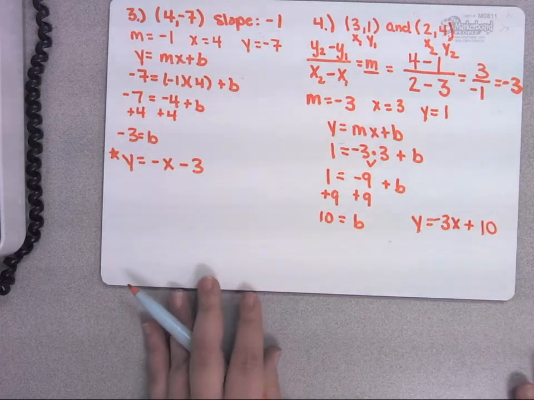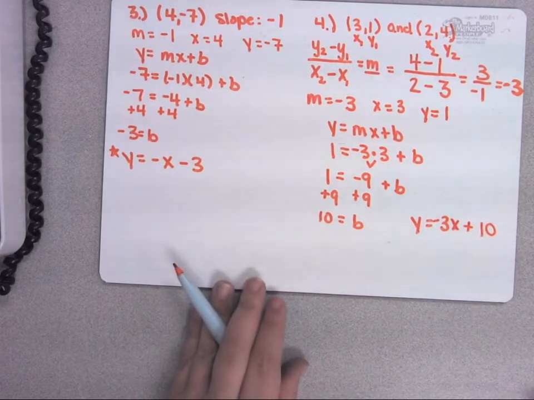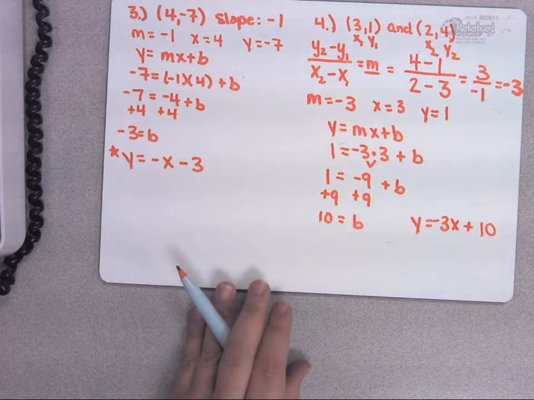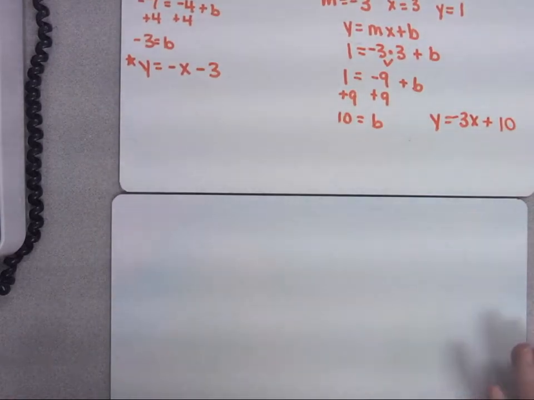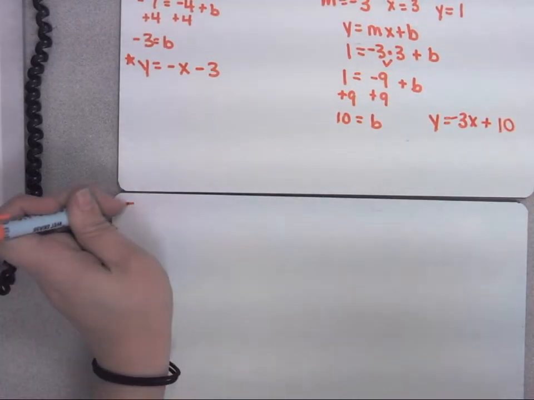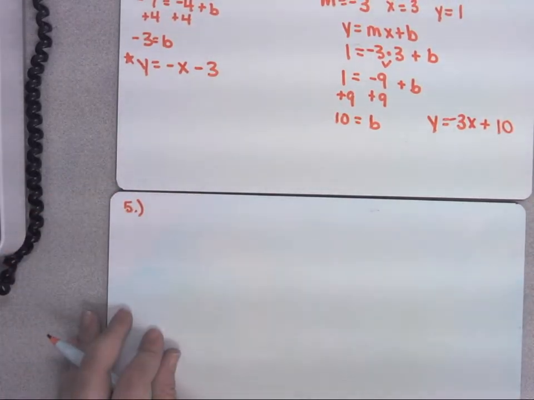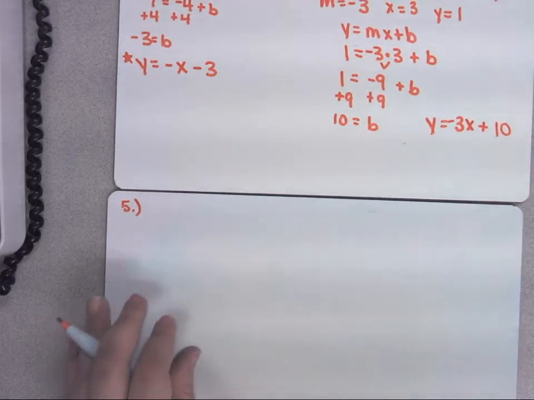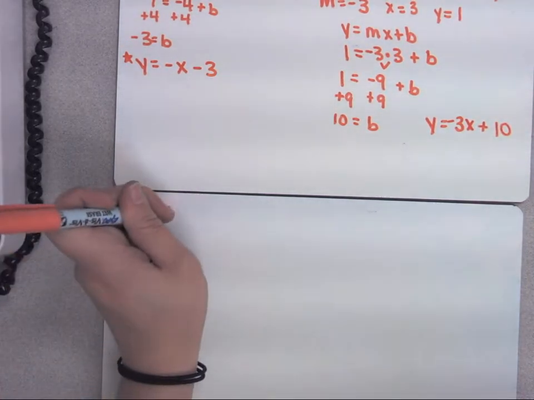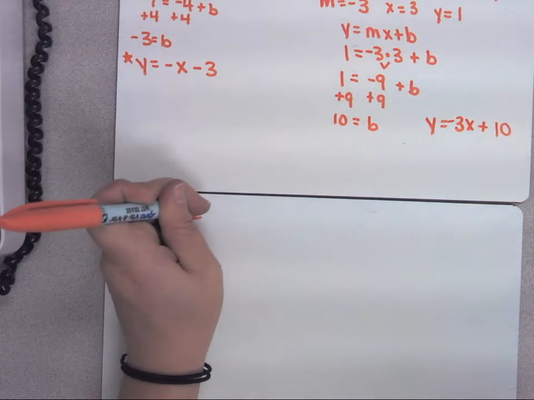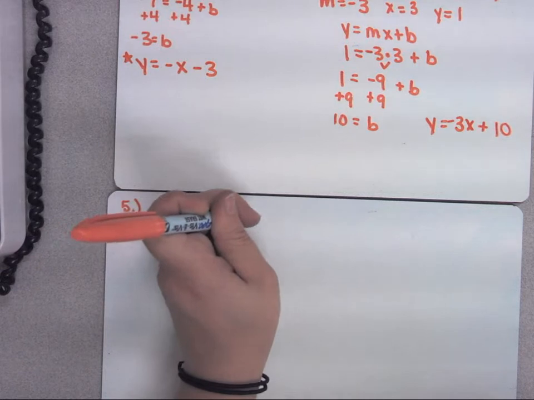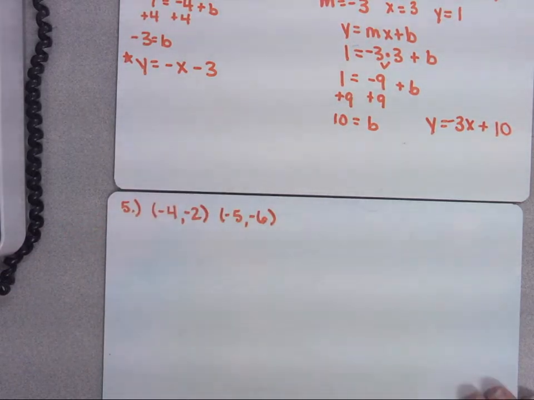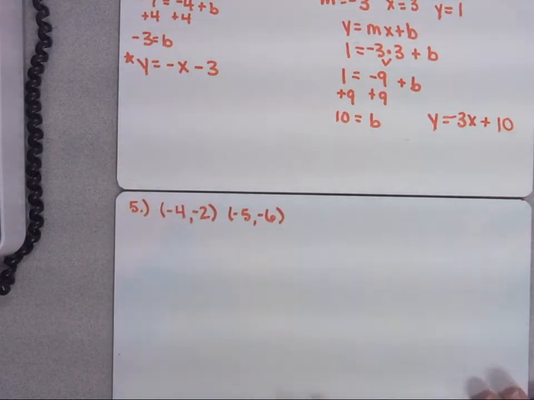Okay, I don't have enough room. Let's not try to scoot that together. I'm going to do it again. Okay? How about -4, -2 and -5, -6. We got 2 sets of points.